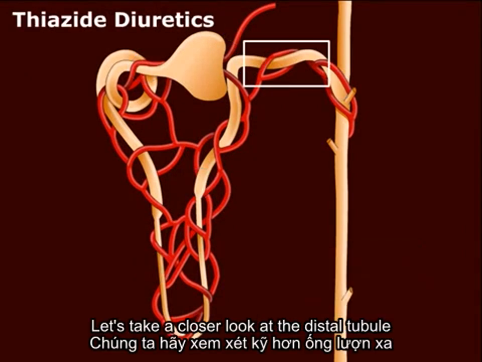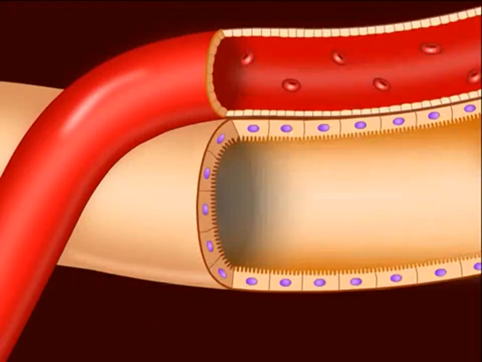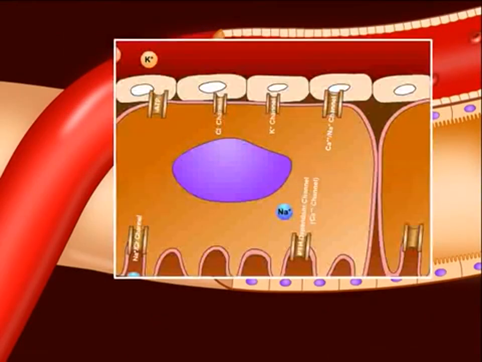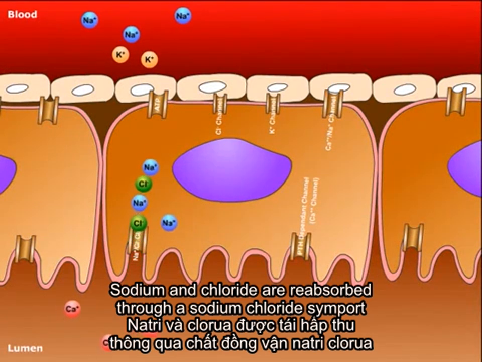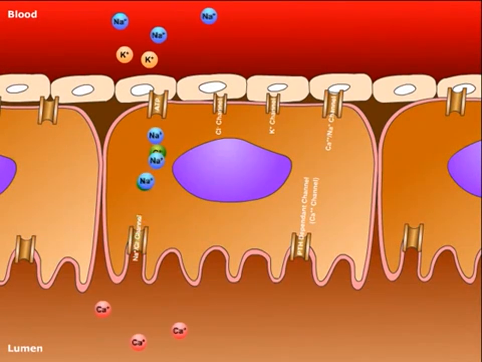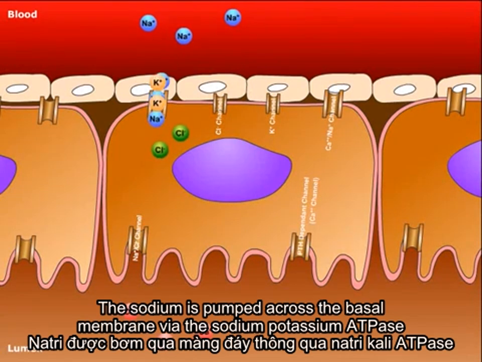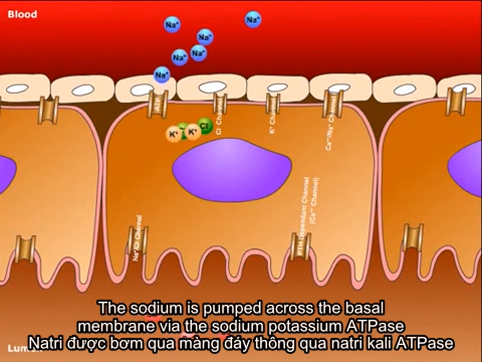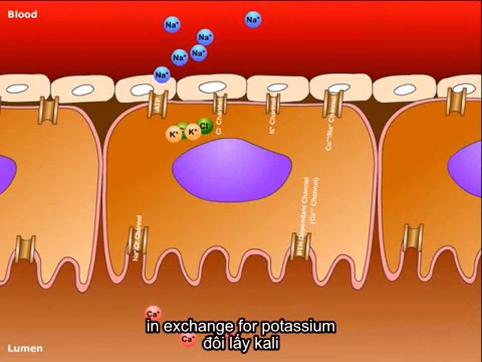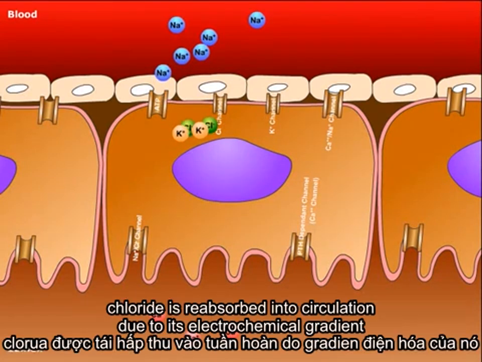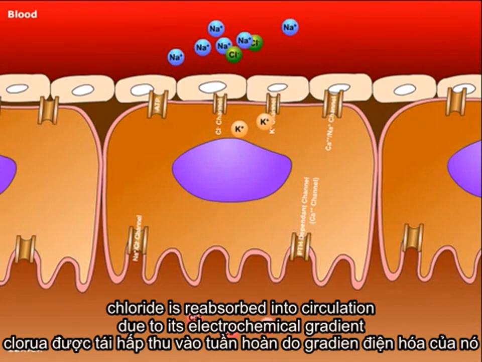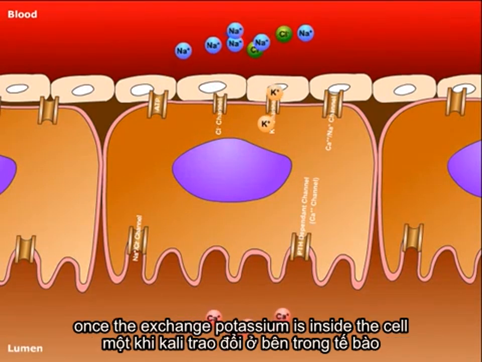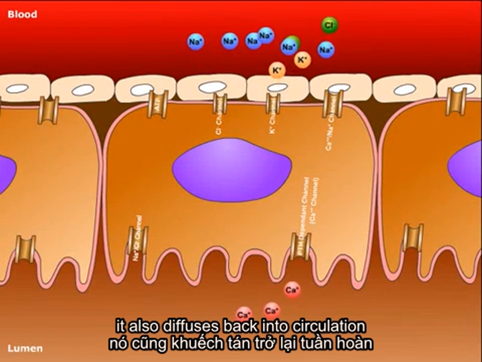Let's take a closer look at the distal tubule. Sodium and chloride are reabsorbed through a sodium chloride symport. The sodium is pumped across the basal membrane via the sodium-potassium ATPase in exchange for potassium. Chloride is reabsorbed into circulation due to its electrochemical gradient. Once the exchanged potassium is inside the cell, it also diffuses back into circulation.